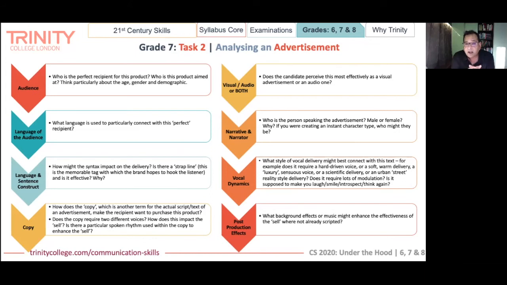Then, of course, what kind of advertisement should it be? With visual or audio or both? What kind of voice would you use? What kind of form would that voice take? Is it going to be a narrative or is it going to be direct speech? Are there going to be any vocal dynamics to that?